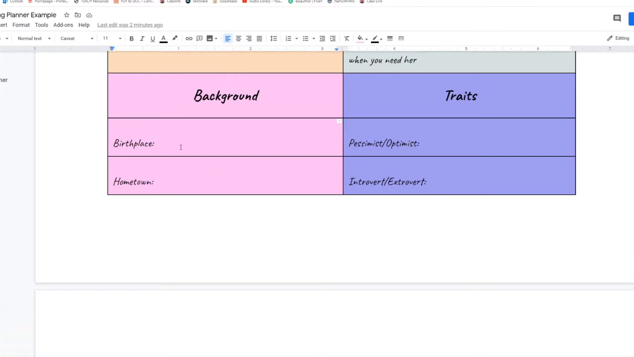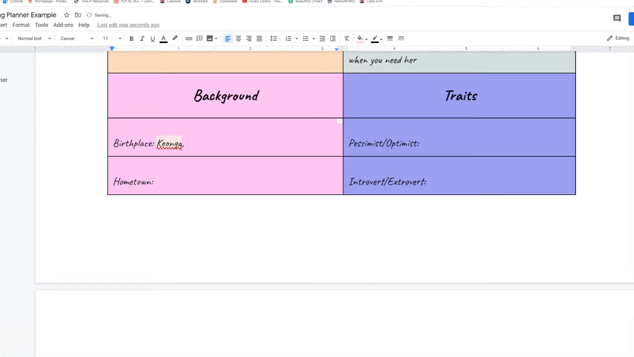So we're going to go right ahead and get started with background, and the first part of background is talking about their birthplace. Now this may or may not be the same place that they are living now, because sometimes you're born one place and then your family quickly moves to another place for a lot of reasons, like maybe there was war or whatever.